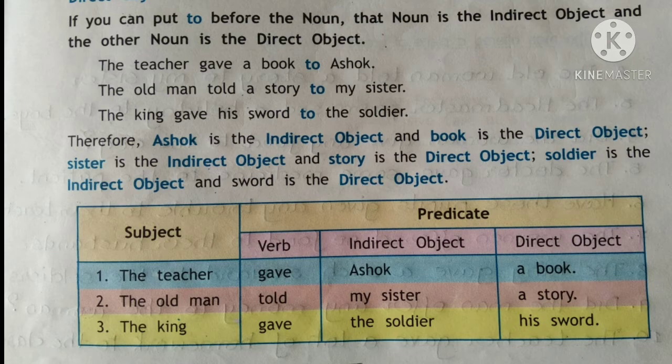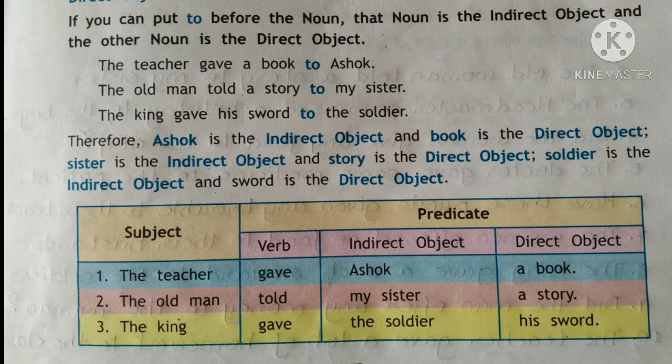So this means that when we ask the question what and we get any answer, then we say that answer is the direct object. And when we ask the question whom and we get any answer, we say that answer is an indirect object. So for the second sentence, sister is the indirect object and story will be the direct object. And the third one, soldier is the indirect object and sword is the direct object.